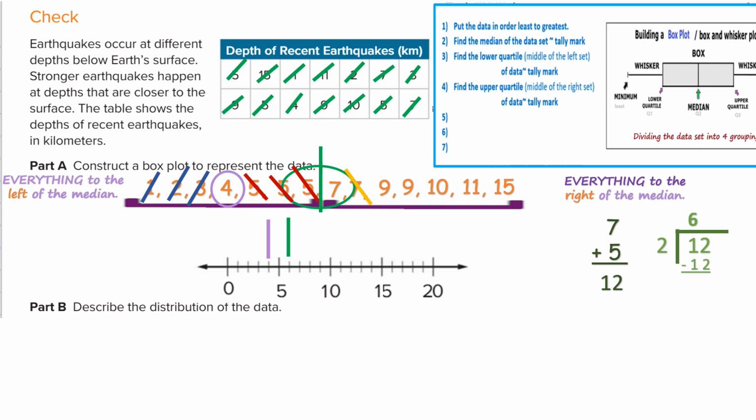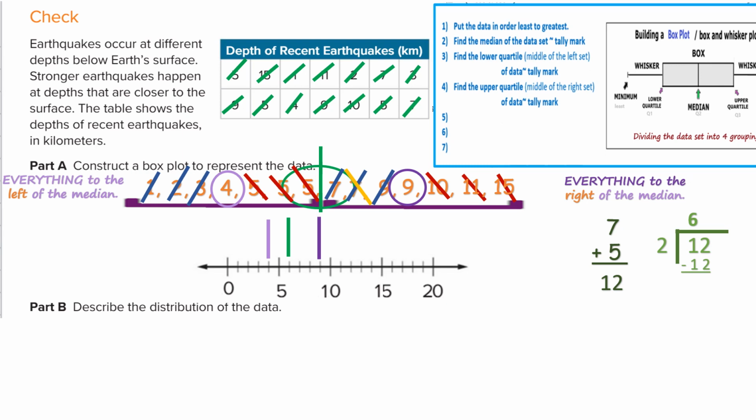And I'm going to go through the same process. I'm going to cross one off on the left, cross one off on the right until I get into the middle. If I have a single number, then that's going to be my upper quartile, such as the 9 in this case. If I had 2 numbers, I would have to add them together and divide by 2. Since I have the 9, it's a single number. I'm now going to make my tally mark as it tells me to, above where the 9 would be on my number line.